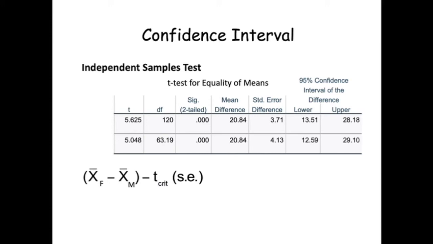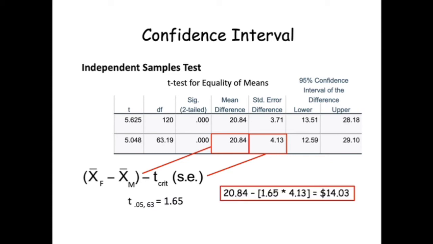The rejection region was in the upper tail, so we would create a lower bound on the estimate. The mean difference and standard error are found in the table, and we look up the value for t in a table of critical values. This gives us a lower bound on the estimate of approximately $14.